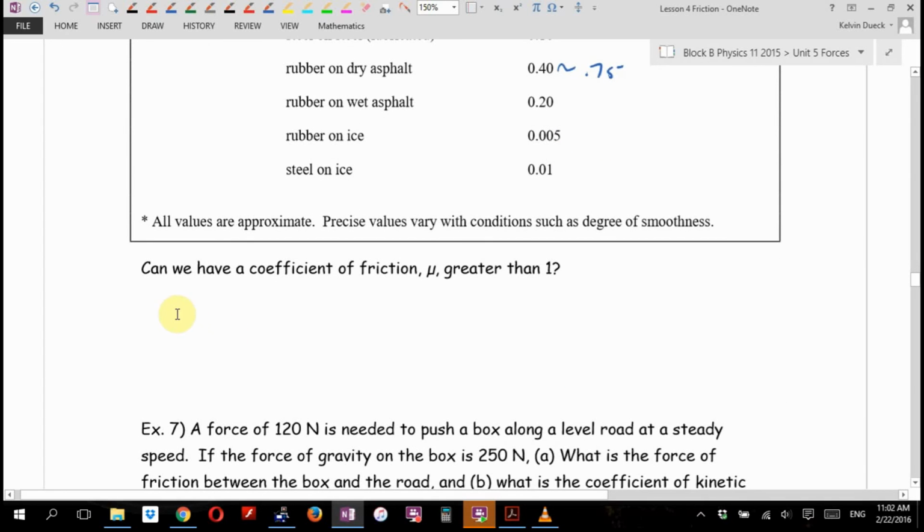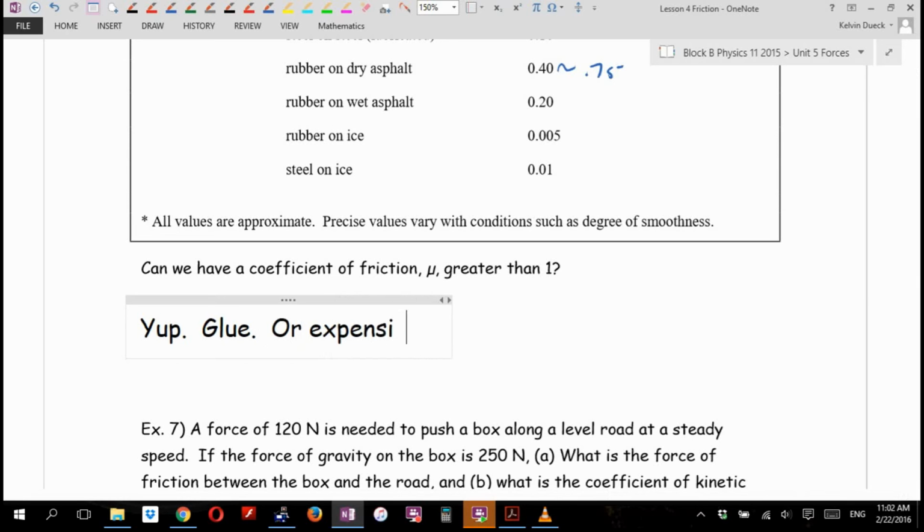Can you have a coefficient of friction greater than 1? Glue would, because it can hold its own weight and then some. I mean, glue is actually an adhesive force, not so much friction, but you can kind of think about that. Or expensive dragster tires, race car tires, those have coefficients of friction bigger than 1, because I've tried to convince you that the force that makes the car go forward is friction. If you want to accelerate faster, you need a bigger friction force. You don't want to change the mass of the car. We can change mu.